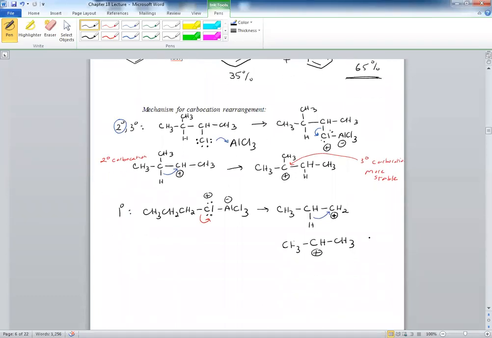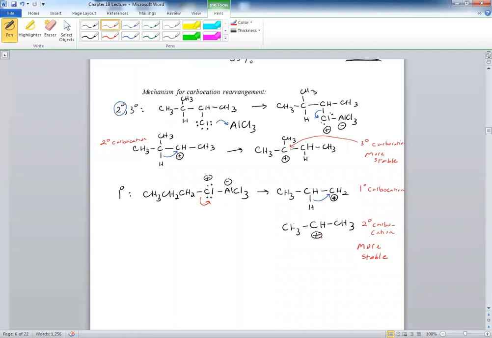So again, we want to say that this is a secondary carbocation. This is a primary. So it's more stable. So you have to be aware of this. You have to make sure that you do this rearrangement if the reaction is going to take place.